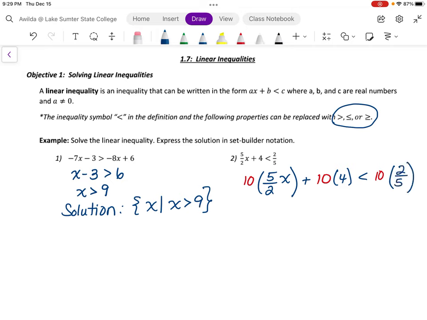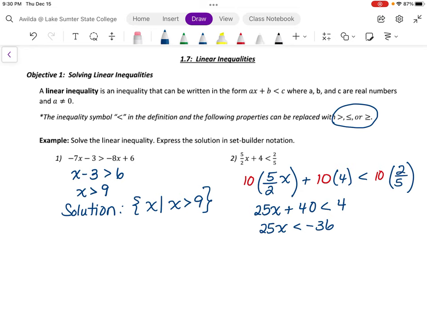Now let's simplify. 10 times 5 is 50. 50 divided by 2 is 25. So our first term is 25x. Then we have 10 times 4 is 40, less than 10 times 2 is 20. 20 divided by 5 would be 4. Now we can subtract 40 from both sides to get that 25x is strictly less than -36.